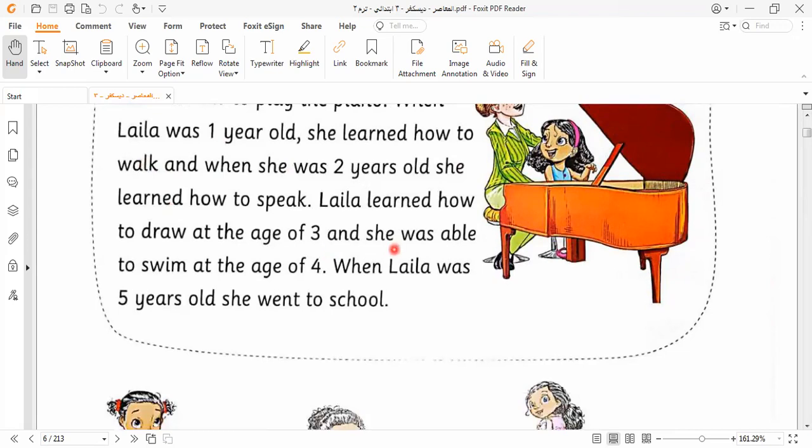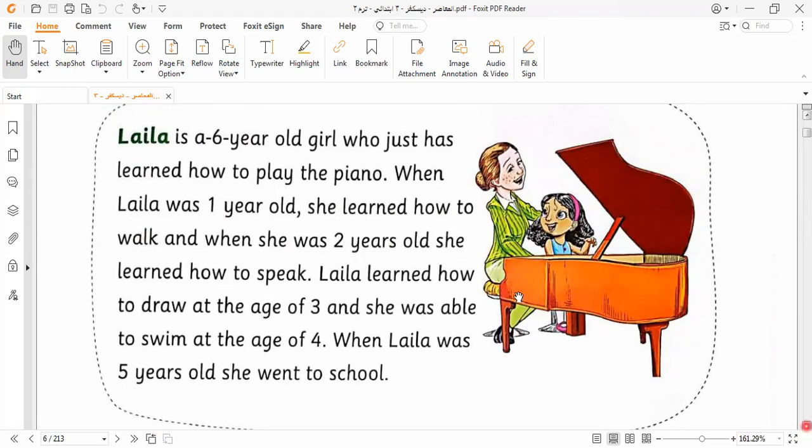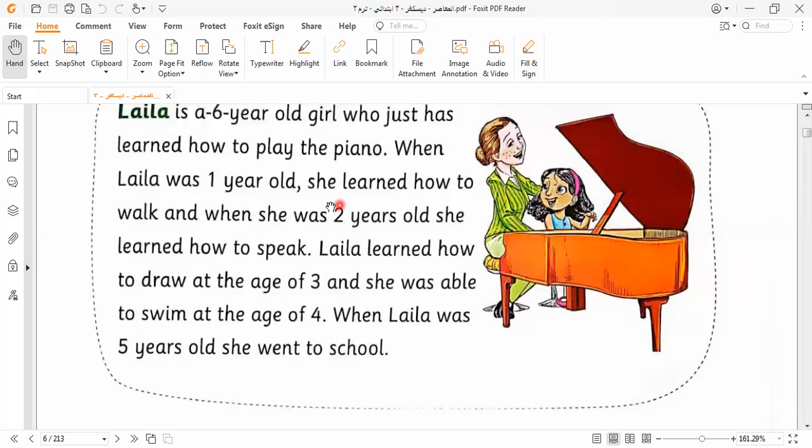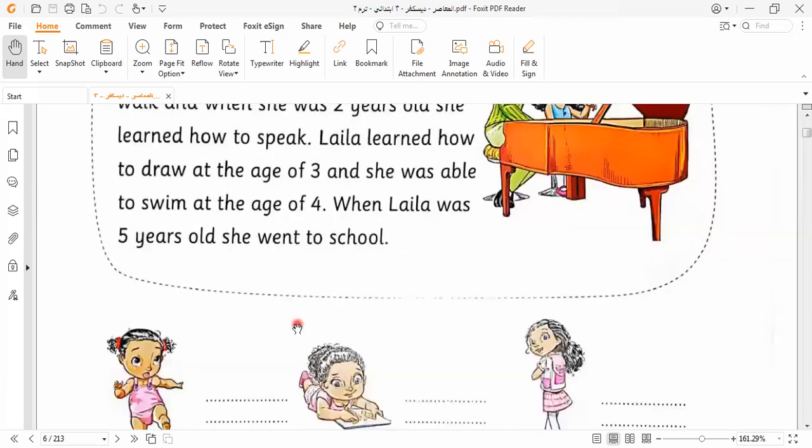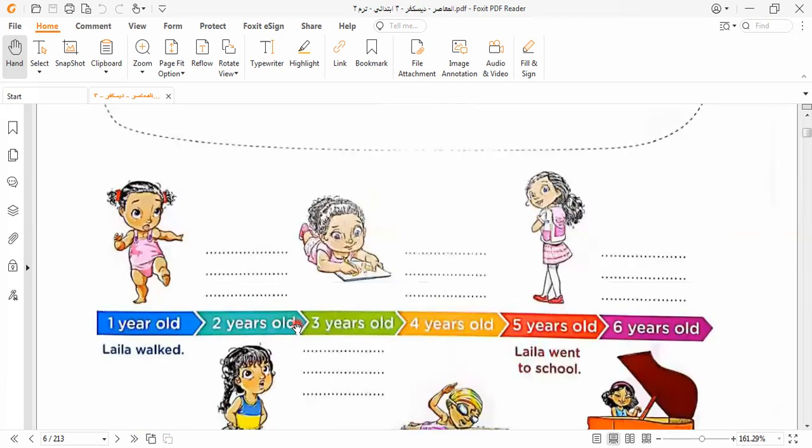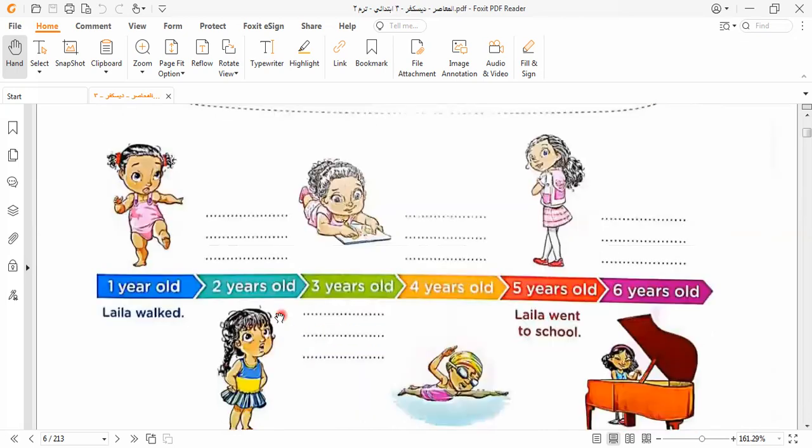So I will rearrange the events to follow with me. At 1 year she learned how to walk, and when she was 2 years old, she learned how to speak. Layla learned how to draw at the age of 3, and she was able to swim at the age of 4. When Layla was 5 years old, she went to school. Okay, let's go to this exercise and do it.